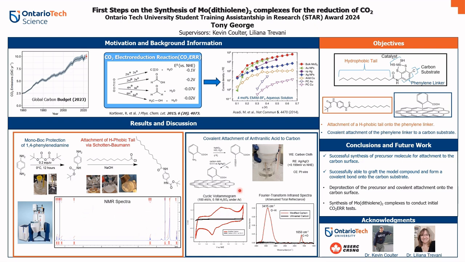To the right here, you can see the overall reaction scheme used to attach a phenylene linker onto a carbon electrode. Here we used a model compound, anthranilic acid, reduced it with sodium nitrite to form the diazonium salt, and then applied a voltage to blow off the dinitrogen species and directly bond it to the carbon surface. Through cyclic voltammetry, we were able to determine that we were able to functionalize our carbon surface, and through infrared spectroscopy, we were actually able to identify the C=O and the OH stretching bands of the carboxylic acid group on our carbon surface.